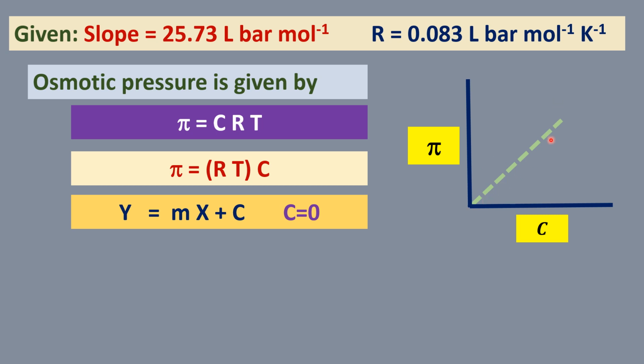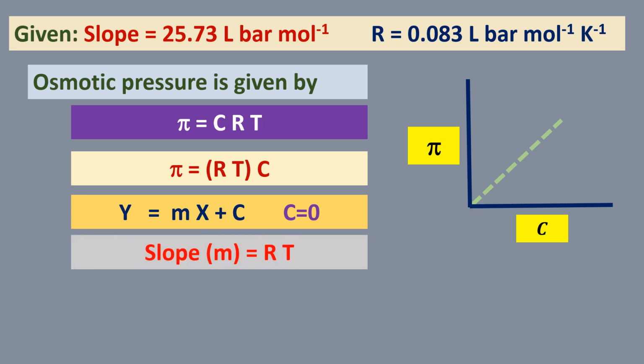It is passing through the origin, because c equal to 0 in this case, the integration constant. Not this c, this c is the concentration in moles per liter. So the straight line passing through the origin is obtained. There is no intercept, intercept c equal to 0. Therefore, slope m equal to RT.